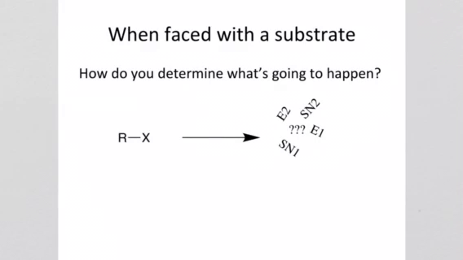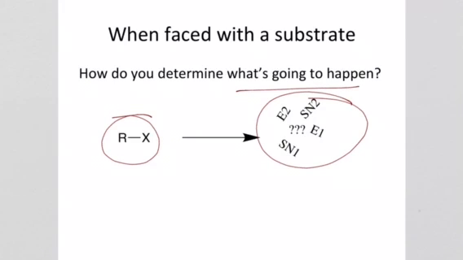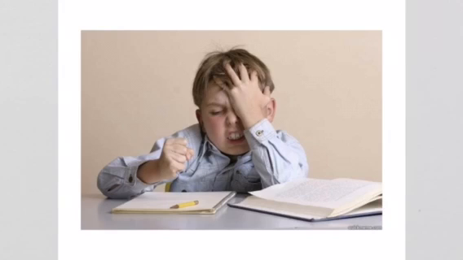In this video, I'm going to try to answer the question that has plagued organic chemistry students forever, and that is, when faced with some substrate for an SN1, E1, E2, or SN2 reaction, how do you determine which of these is going to happen? And I understand how frustrating that is, and I know that this is how many of you are feeling right about now about all this.